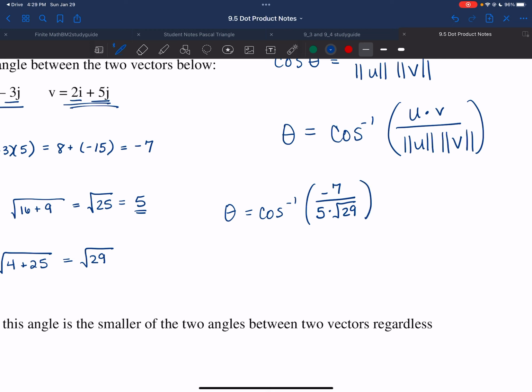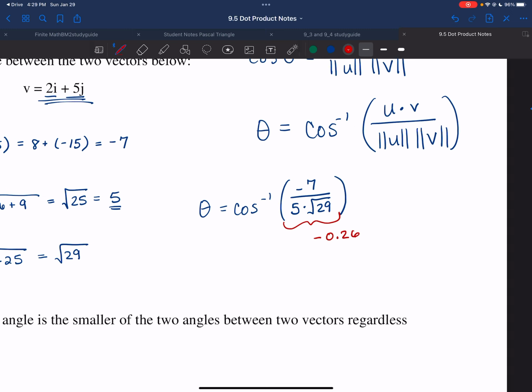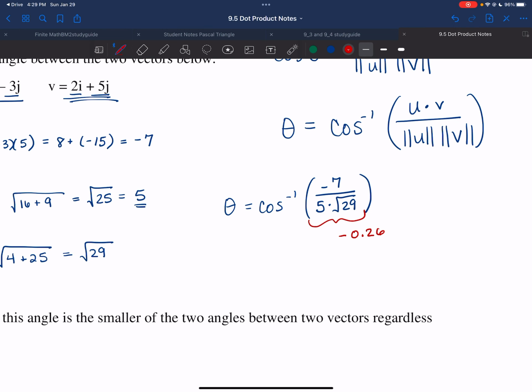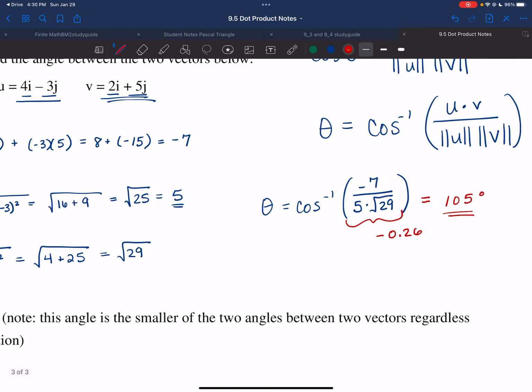So when I go ahead and figure out this value, that value is going to be negative 0.26. I'm going to do that on my calculator. And then to take the inverse cosine of that, I'm going to end up with a value of 105 degrees. So that would be the angle between them.